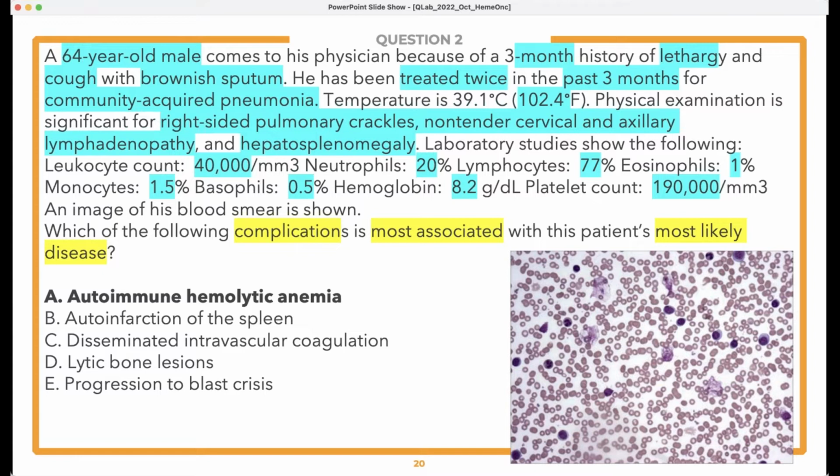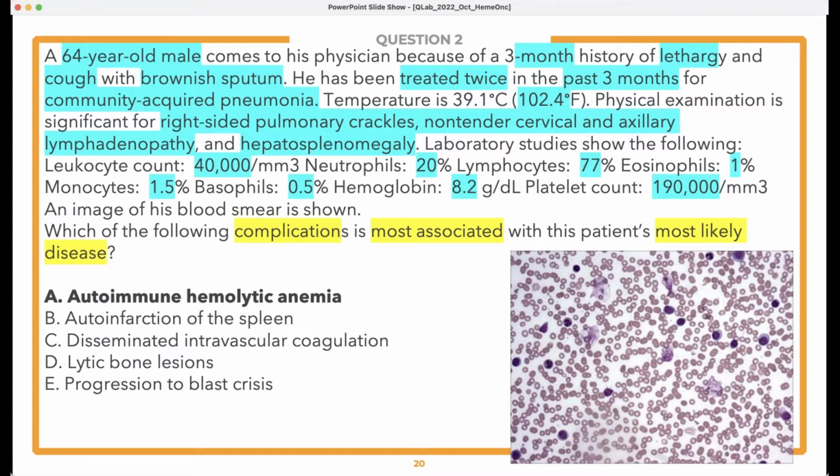So this is an elderly patient with frequent infections. He has had a few pneumonias. We already know he's been treated twice, and now maybe getting another pneumonia. He's febrile. He's got some pulmonary crackles, brown sputum, so another infection. He also has an enlarged liver and spleen, hepatosplenomegaly. On top of that, the white blood cell count does not look good. The white blood cell count is very high.